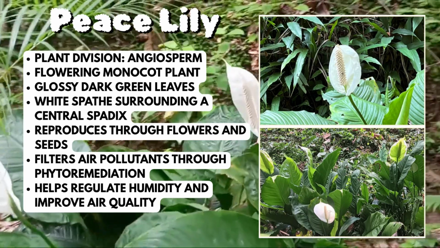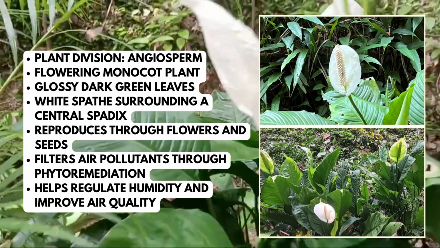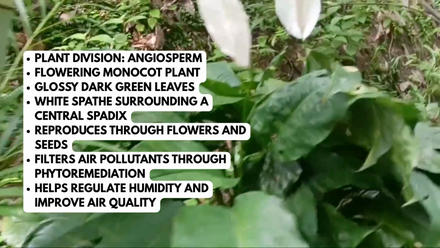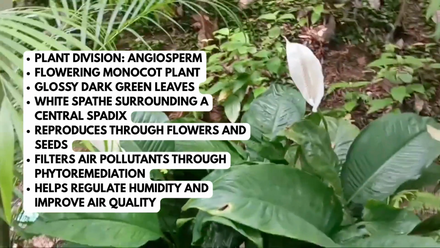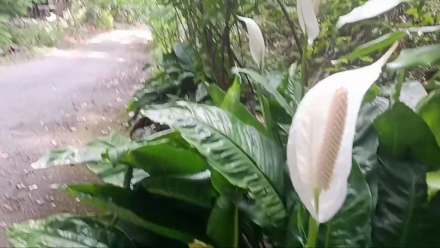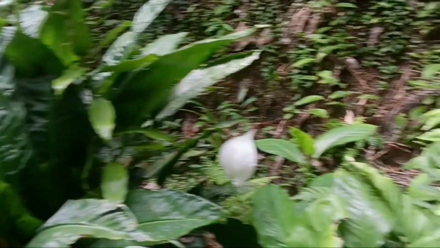This is the peach lily commonly found in campus landscaping areas. It belongs to the angiosperm division because it is a flowering plant that produces seeds. The plant has glossy green leaves and a white spot. It helps purify air, regulate humidity, and improve environmental quality naturally.